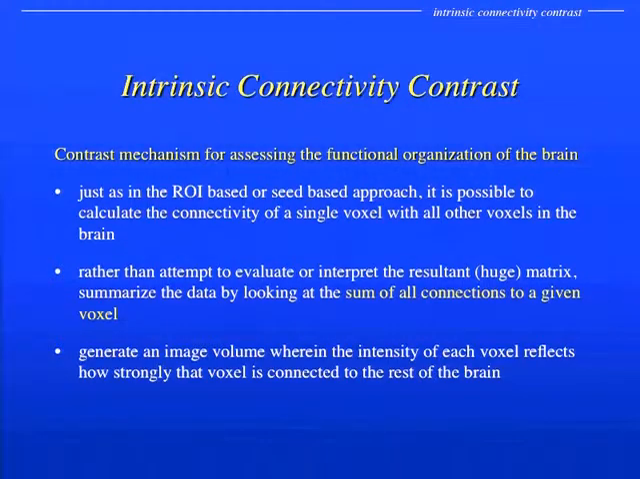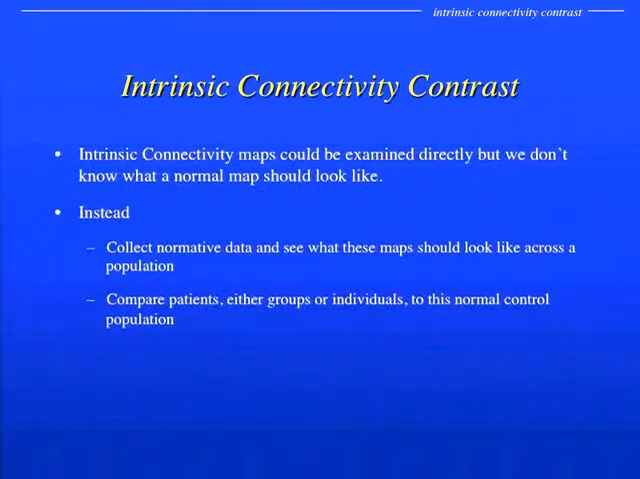So this generates an image volume where the intensity of each voxel reflects how strongly that voxel is connected to the rest of the brain. How strongly in the sense of how many connections it has, the number of connections it has. Such maps could be examined directly, but we don't actually know what a normal map should look like.